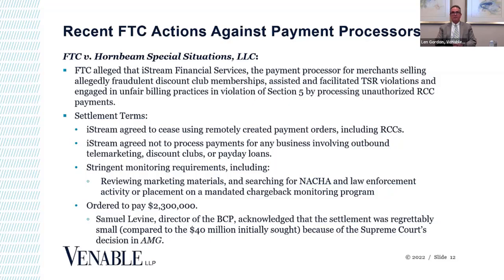The FTC alleged that by processing these remotely created checks, iStream had committed unfair acts or practices. There was also some telemarketing, and the FTC used its authority under Section 19 for that telemarketing that was still within the statute of limitations to receive relief that way. The settlement, the FTC, not surprisingly, took an aggressive position on settlement. The company had to agree to stop using remotely created payment orders, including remotely created checks. Also agreed to get out of certain lines of business.